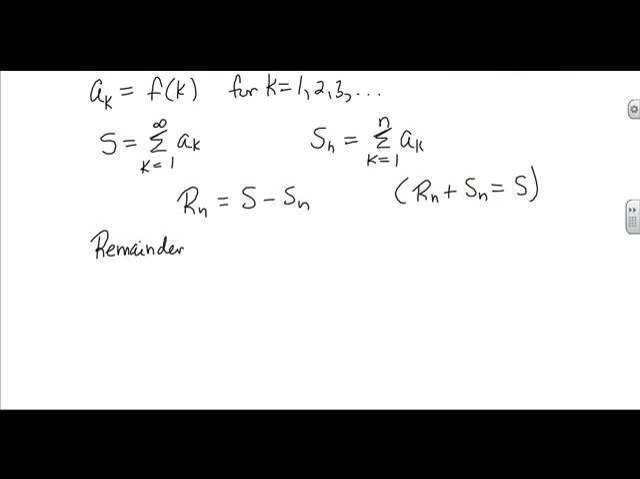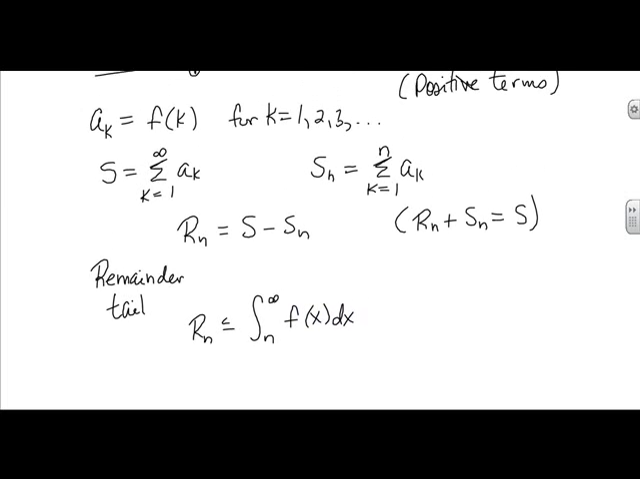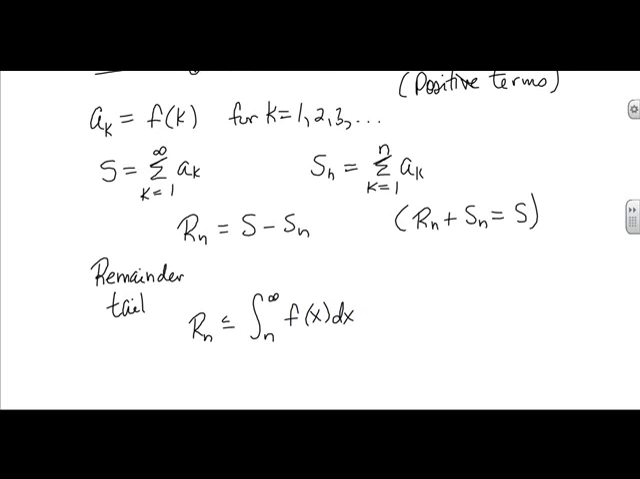The next thing is that this remainder, R sub n, has got to be less than or equal to the definite integral from n to infinity of our function f of x. It's the function f of x that we're talking about up at the top of the screen. This function f of x is continuous, positive, and decreasing, just like it was before. So our improper integral here gives us an upper bound for the remainder.